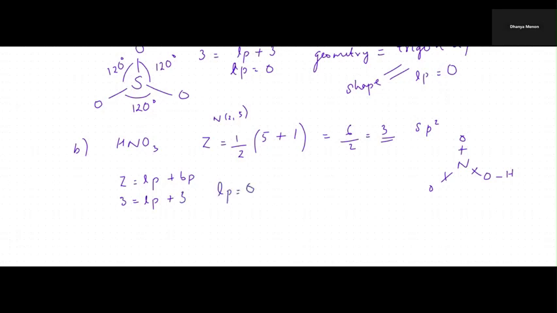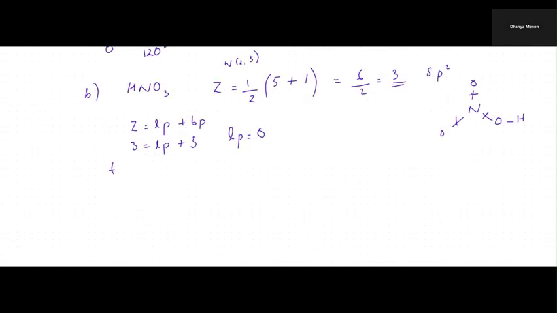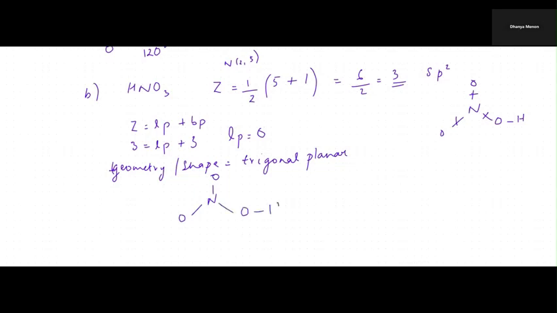So here also geometry and shape are the same because lone pair is equal to 0. So trigonal planar. So nitrogen, oxygen, oxygen, oxygen. One of the oxygens is connected to hydrogen. The bond angle is 120 degree, 120 degree, 120 degree. All the bond angles are the same because there is no lone pair.